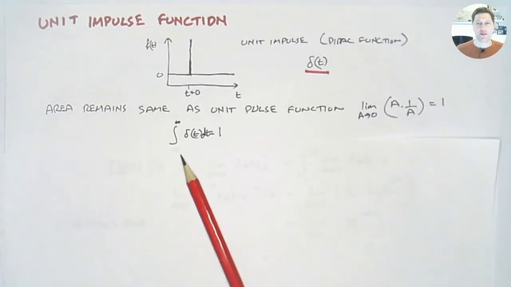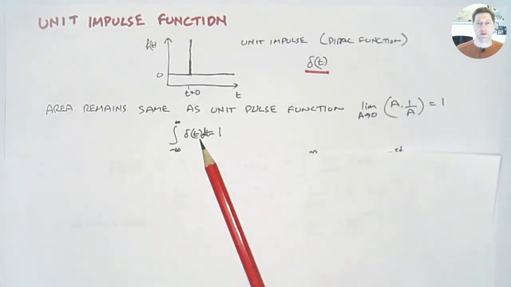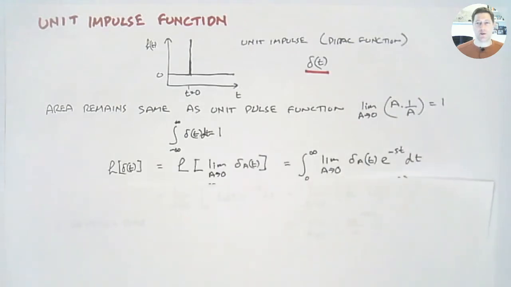So if you integrate the unit impulse function from minus infinity to infinity, its area is equal to 1. Okay, we want to find the Laplace transform of that. No problem. So let's find the Laplace transform for the unit pulse function, but let's do that when we're finding the limit as a tends to 0.